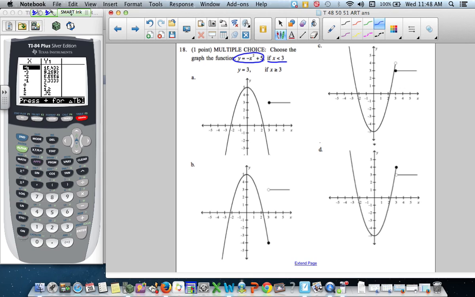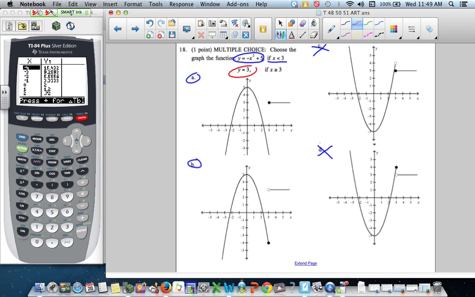So I'm going to start by thinking about what that graph looks like. It's got an x squared in it, so it's going to be a parabola. It's got a negative in front of it, so it's going to open down. And then it's going to be shifted up 5 by the +5. So right away I can tell that these two graphs have that upside down parabola. These two are facing the wrong way. So I've eliminated C and D.